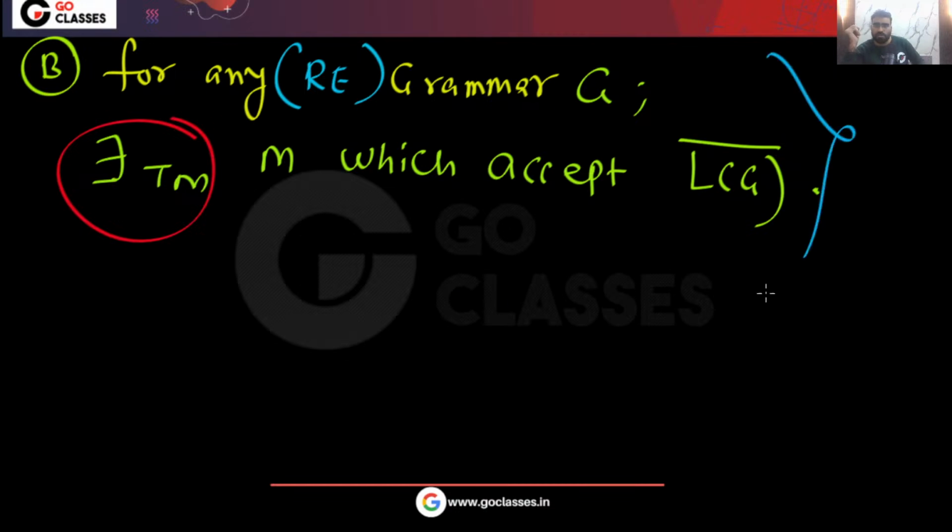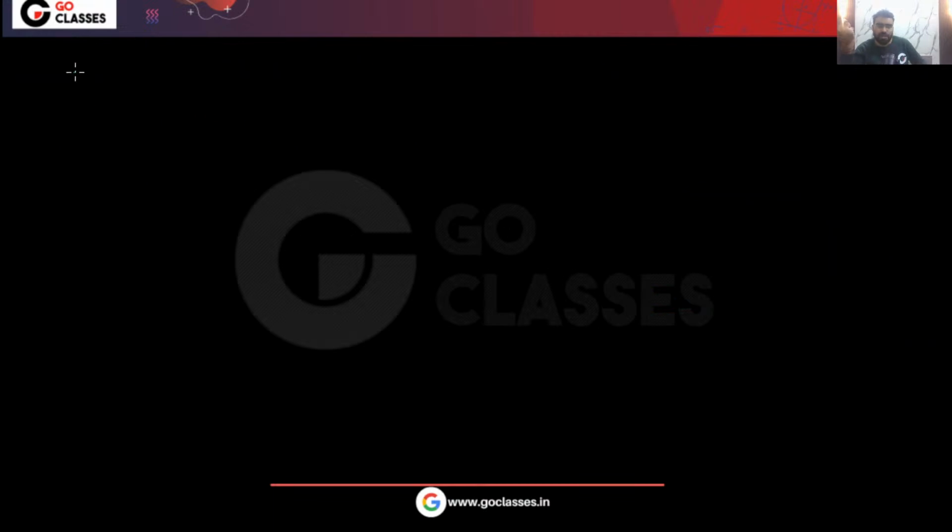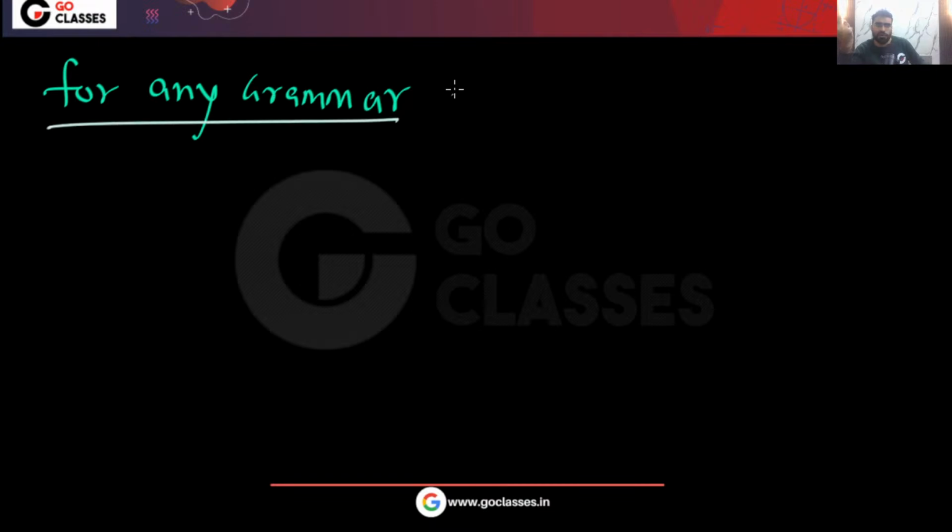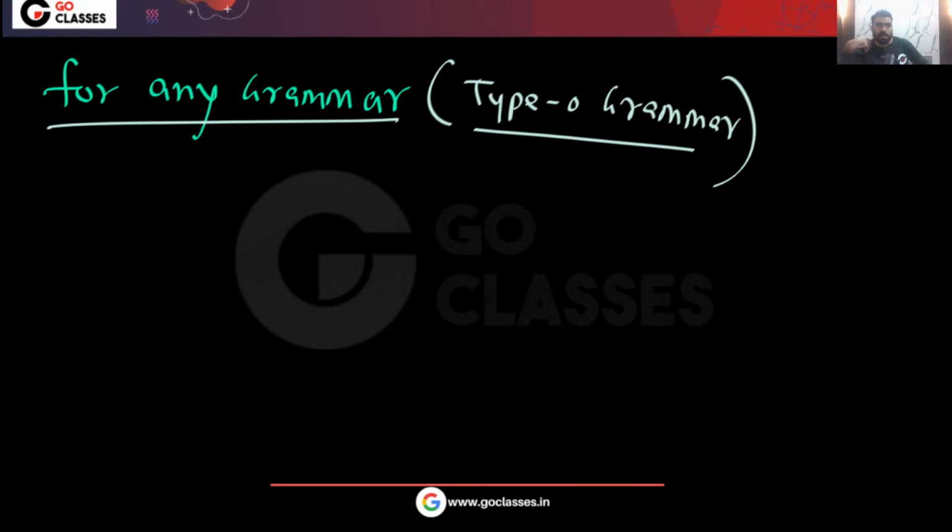This statement is false. Why? L(G) is RE. For any RE grammar, L(G) will be RE, which you already know. Whatever grammar you take, you can take any type 0 grammar. Remember, every type 1, type 2, and type 3 grammar is a type 0 grammar. So this will cover all the grammars.